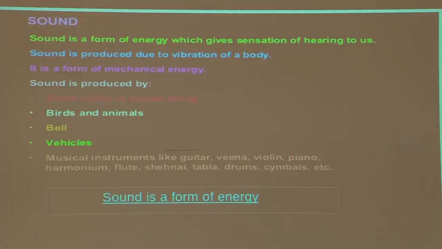Okay. Now, what are the sources of sound in daily life? Whatever things you are hearing. First one, you are speaking, no? When the teacher is taking class, you are able to hear. So the teacher is the source of sound. Like that, you know, birds, animals, etc. All these are the sources of sound, different sounds.